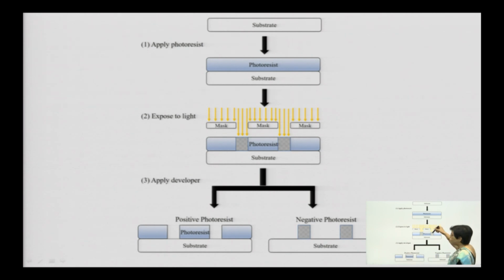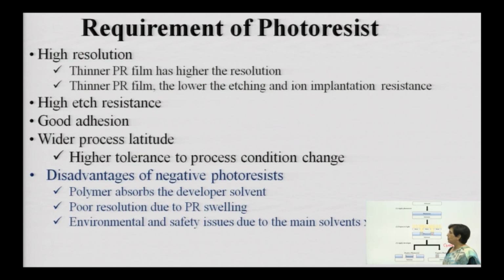Whereas, if you have a negative resist, the area which is exposed is becoming strong and that pattern will be created. So, here you will get the complement of what you get over here. This is basically negative photoresist, this is the positive photoresist. So, you will get the idea.